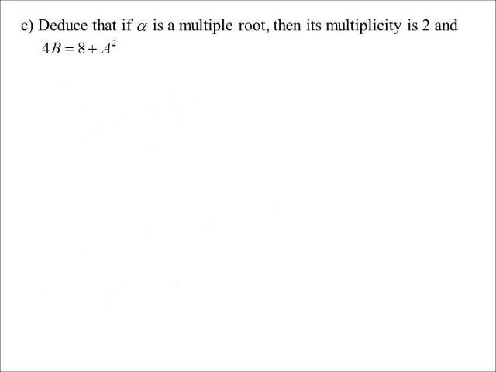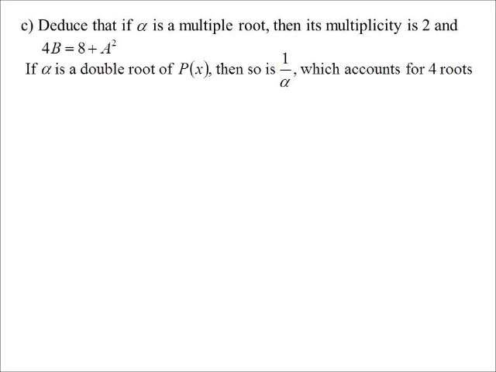Deduce that if alpha is a multiple root, then its multiplicity has to be 2, and 4b is equal to 8 plus a squared. Okay. Remember, we just proved that whenever we get a solution, we get 2 solutions. Because as soon as we find alpha, we get 1 on alpha. But they're now telling us alpha is a multiple root. So if it was a double root, 1 on alpha must be a double root as well. Because I've got 2 roots of alpha. As soon as I got those 2, I must get 1 on alpha for each of them as well.